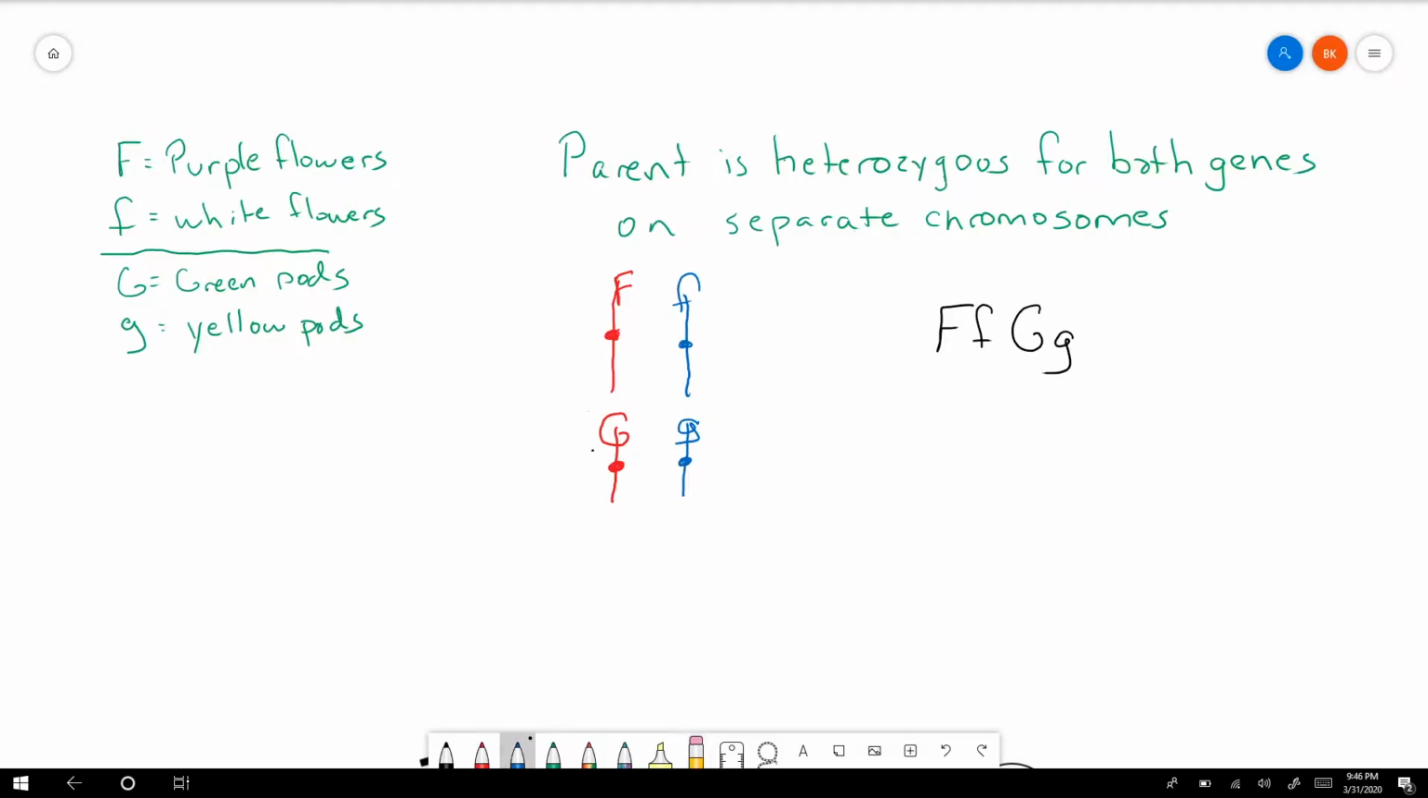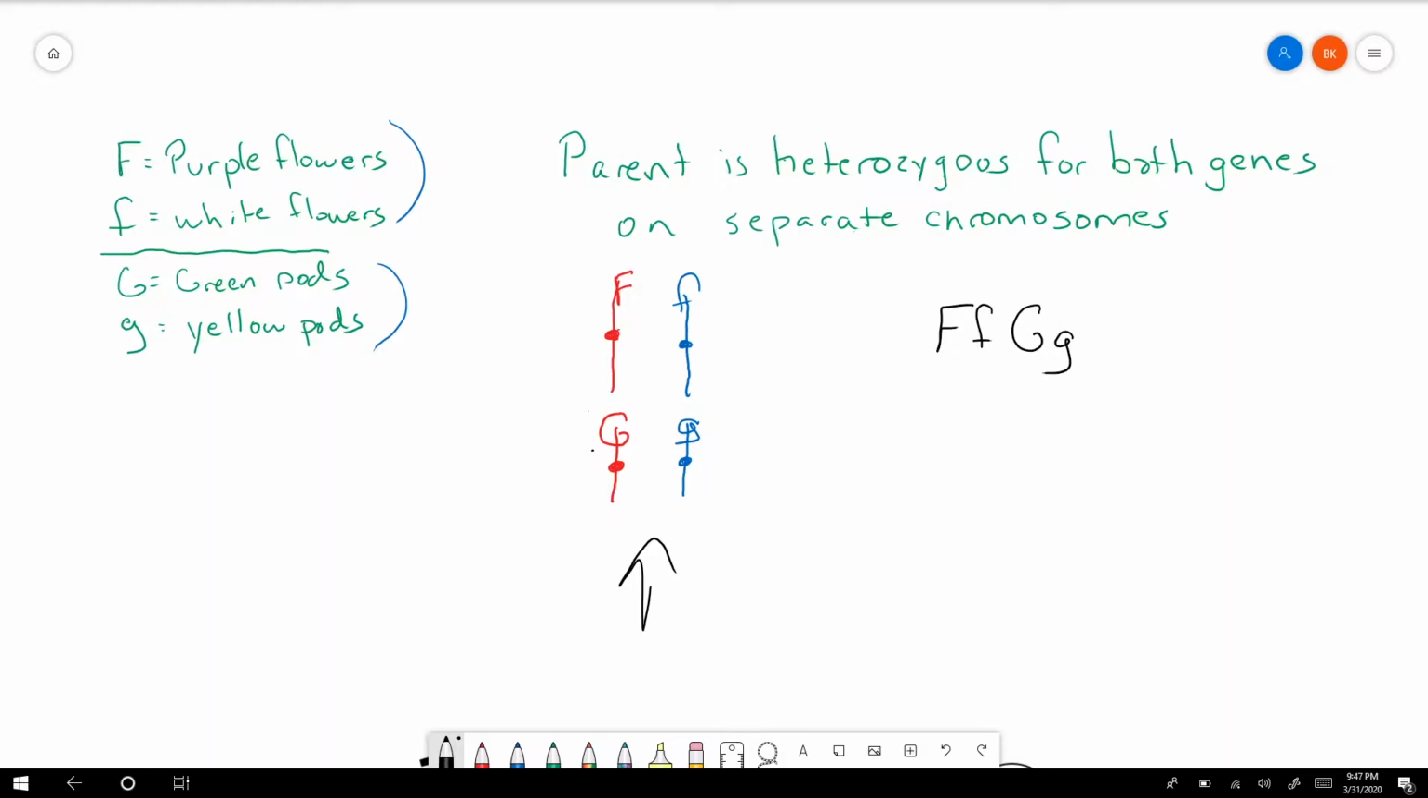The example that we'll be using in this lesson is two of Mendel's pea plant traits. We had flower color, where purple flowers were dominant over white flowers, and the other one was pod color, where green was dominant over yellow. And so these two genes are located on separate chromosomes, as we can see up here. They're separated.